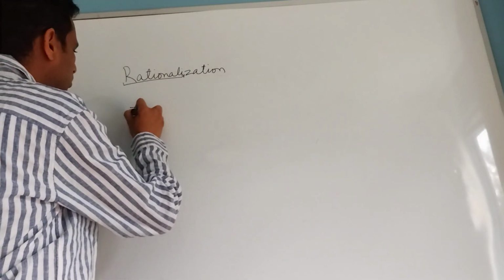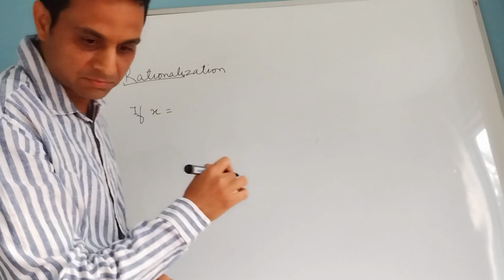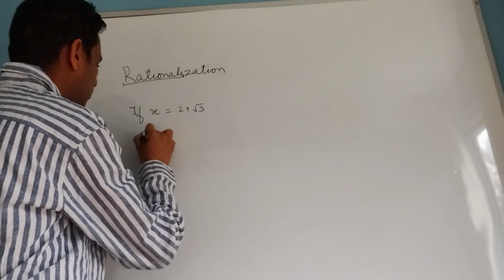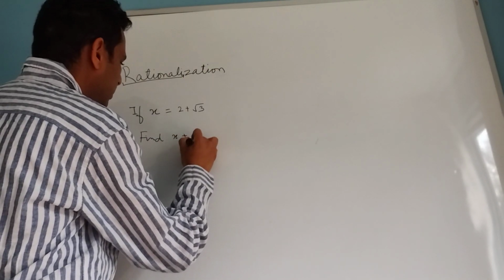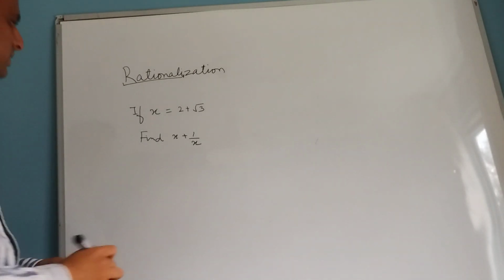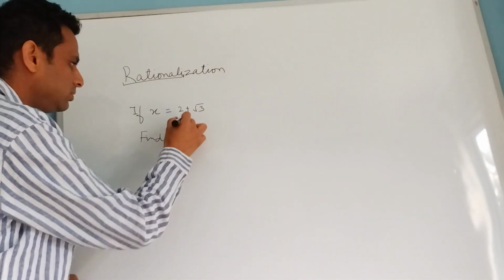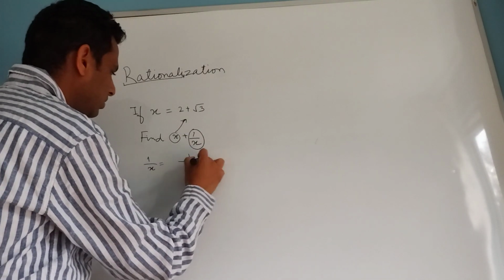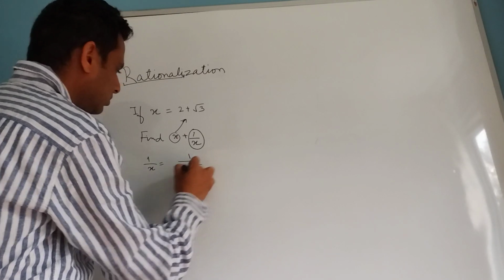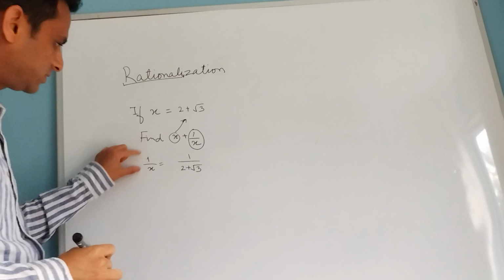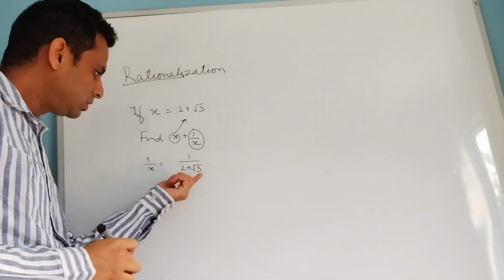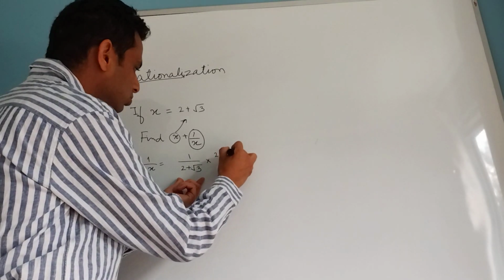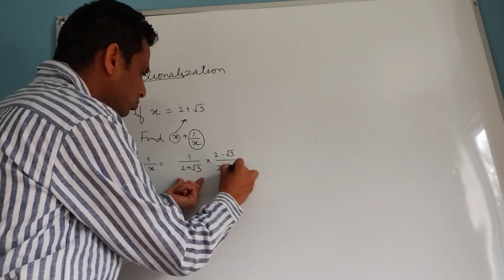if x is equal to 2 plus root 3, find x plus 1 by x. You see that x is 2 plus root 3, this is simple. But 1 by x would be 1 by 2 plus root 3. Now, in order to solve 1 by x, which is equal to 1 by 2 plus root 3, we would want to rationalize this denominator and multiply this by 2 minus root 3 and divide by 2 minus root 3.